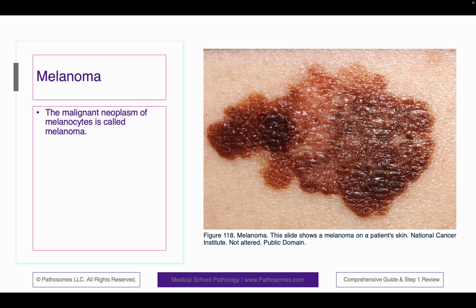What about that border? Yeah. Color, is it uniform color, or does it have various portions that have different colors from one another? Different, right? How about the diameter? It's a bit strange, and we don't know if it's evolving or not because we have a picture. But yeah, this is melanoma until proven otherwise.